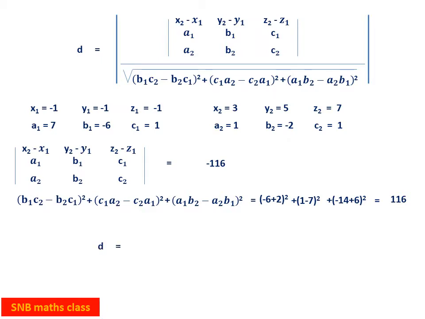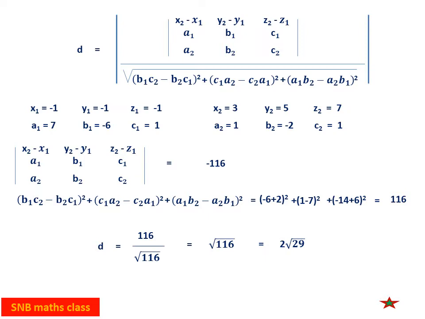Therefore, what is d now? d will be equal to 116 by root 116, because mod you have to take, therefore you have to ignore the minus sign. So when you simplify, you get root 116, but because 4 is a factor, you can take it out. So it is 2 root 29. This is the shortest distance between them.